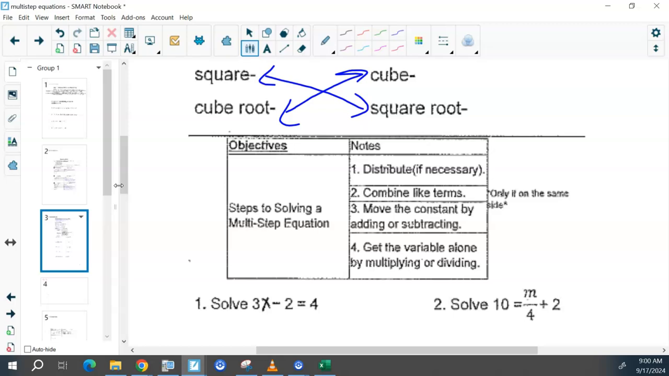If you get stuck at any point, use these steps because they're great advice for if you get stuck at any point. Distribute if necessary, if you can. Combine like terms, we'll talk about that in a second. Move the constant, the number by itself by adding or subtracting. And then our main goal, get the variable by itself by multiplying or dividing.